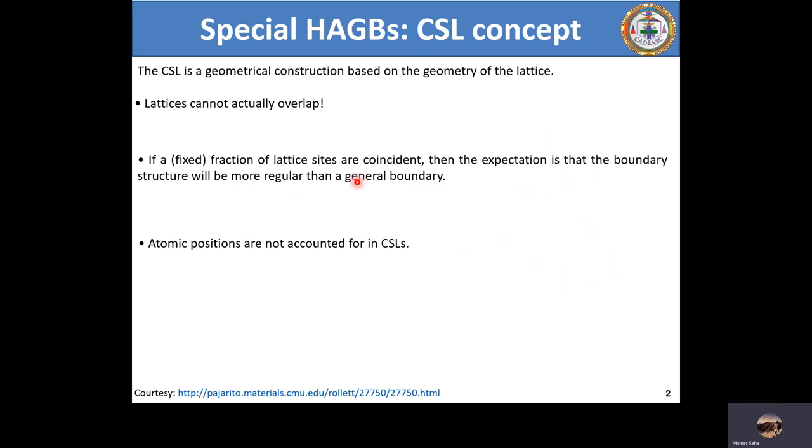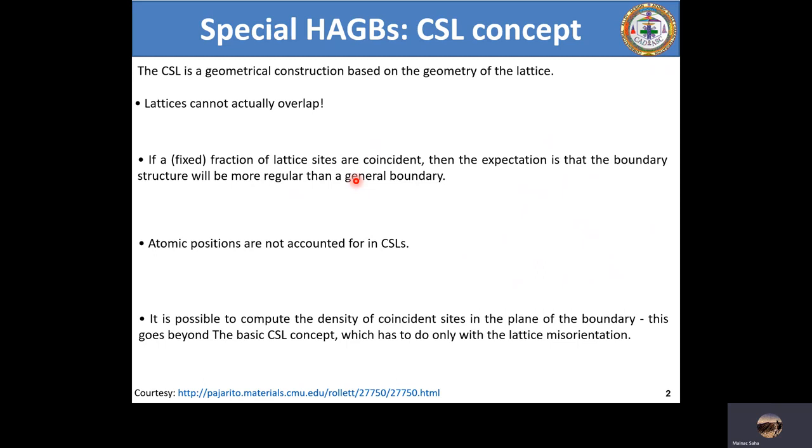Now I was focusing on the first point, that lattices cannot actually overlap, and the CSL is only going to talk about the coincidence of the atomic planes between the two adjoining grains with two different spatial orientations. But it does not talk anything about the atomic positions, and that's what this point means, that the atomic positions cannot exactly be accounted for in the CSL model.